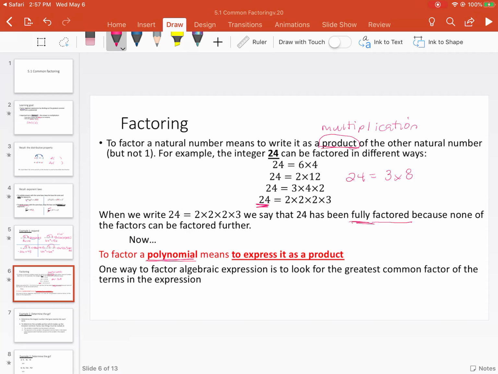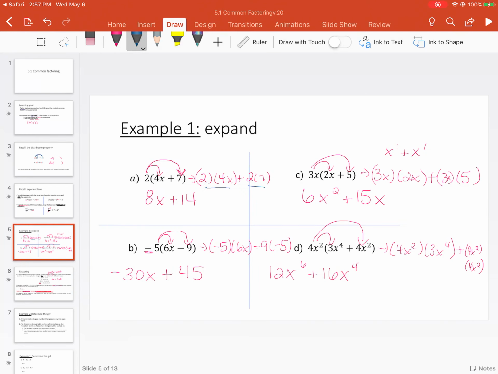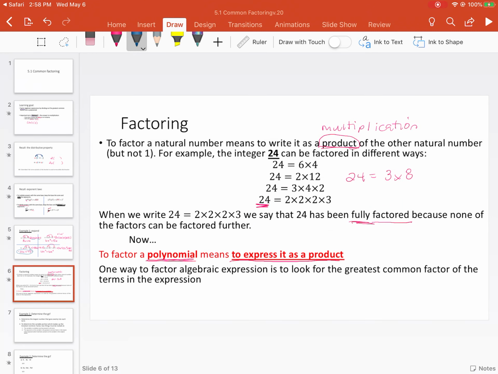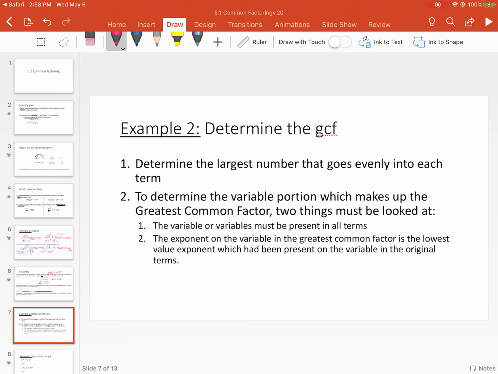Okay, so we are going to do numbers that are not just integers like this. We're going to do polynomials, which means we're going to have letters, x's or y's or whatever, and we're going to factor it to express it as a product. So basically, we're going to go backwards. We're going to take an expression like this and change it into this, which is essentially the opposite of what you did in grade 9.